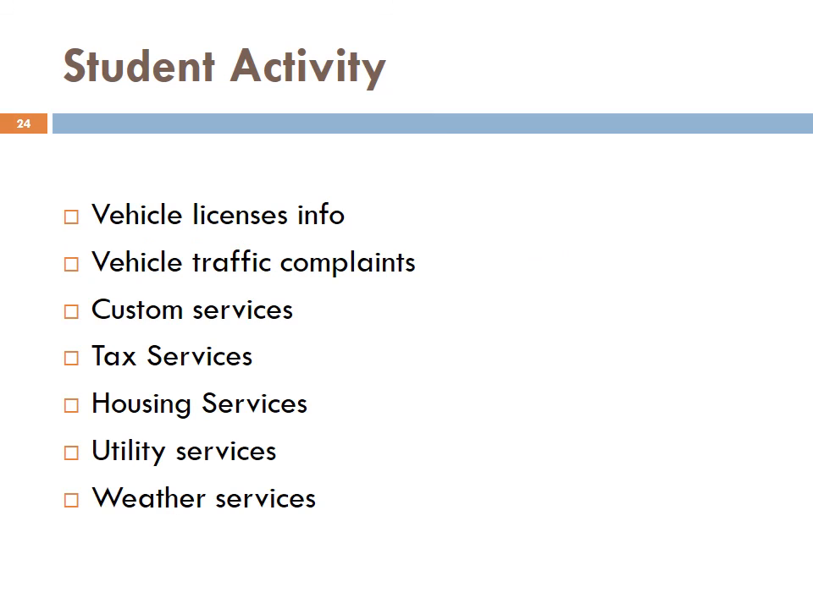Examples of m-government services in Jordan include vehicle licenses, information, vehicle traffic complaints, customs services, tax services, housing services, utility services, and weather services.